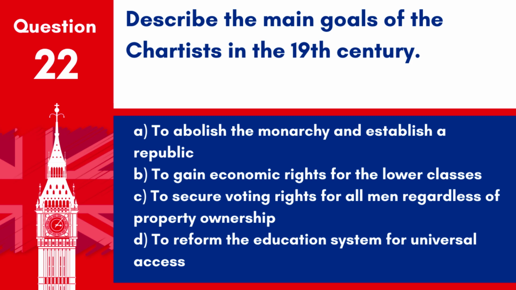A. To abolish the monarchy and establish a republic. B. To gain economic rights for the lower classes. C. To secure voting rights for all men regardless of property ownership. D. To reform the education system for universal access.